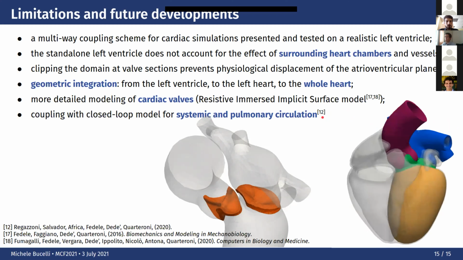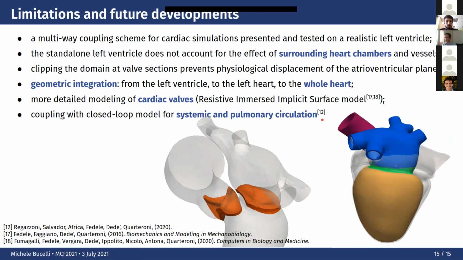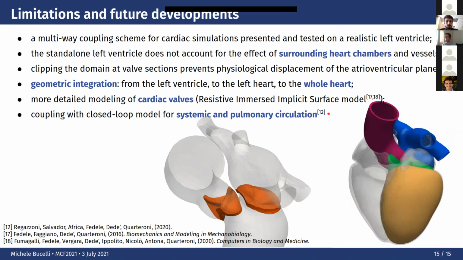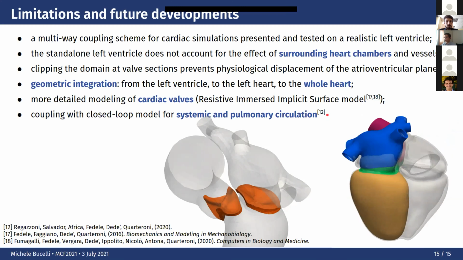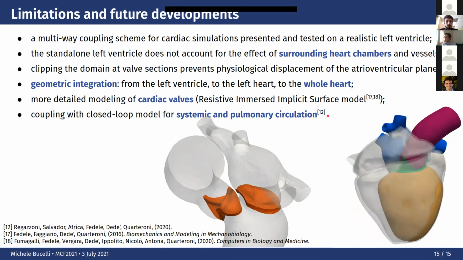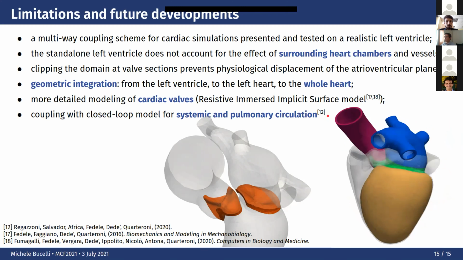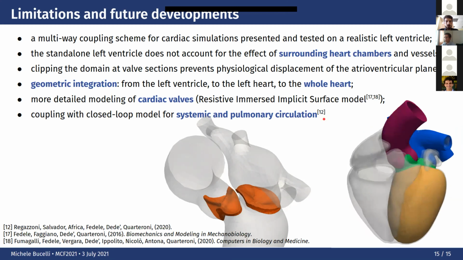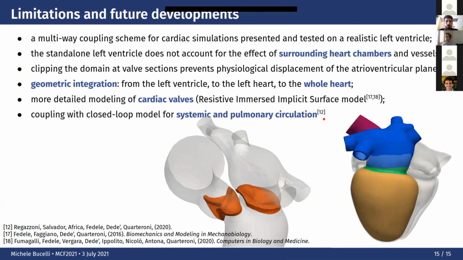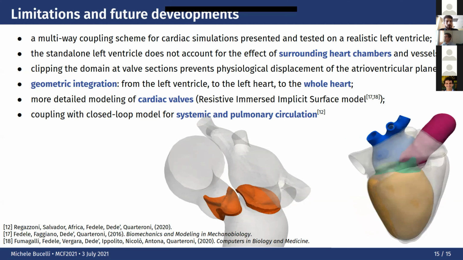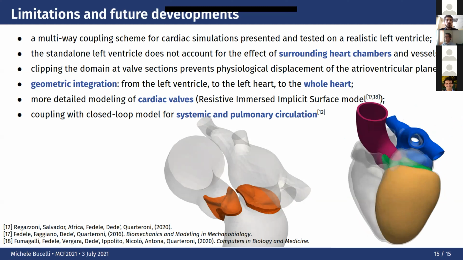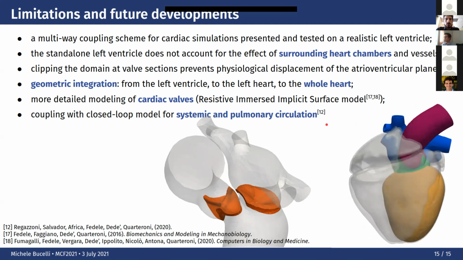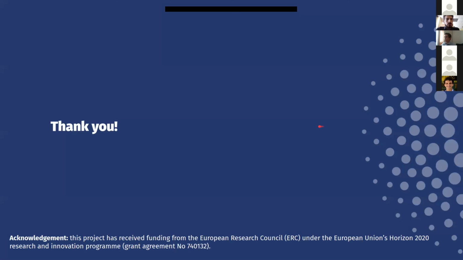To this end, we will have to give a more detailed model for valves, and we aim to do so in the immersed framework using the resistive immersed implicit surface model. Finally, the last piece will be the incorporation in our model of the feedback between the heart and what is outside the heart. So the incorporation of a coupling between our cardiac model and a closed loop model, probably 0-dimensional, for systemic circulation. So that's it for my presentation.